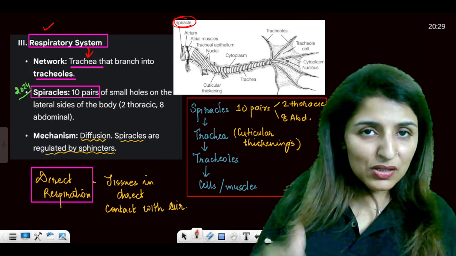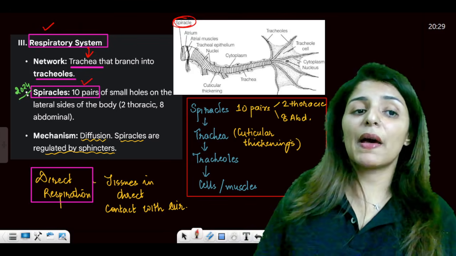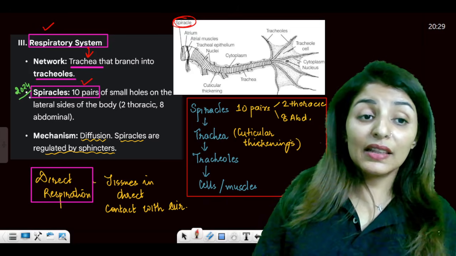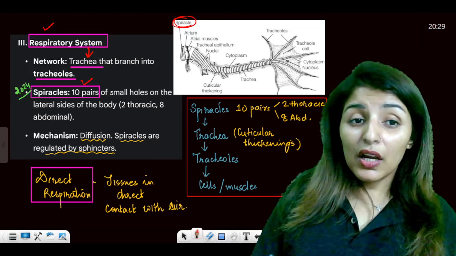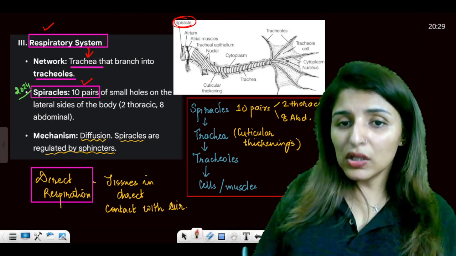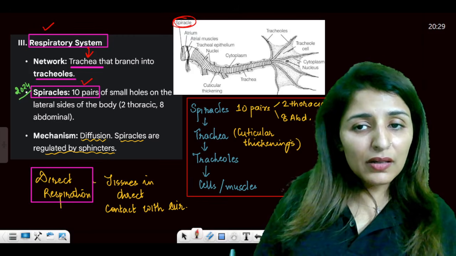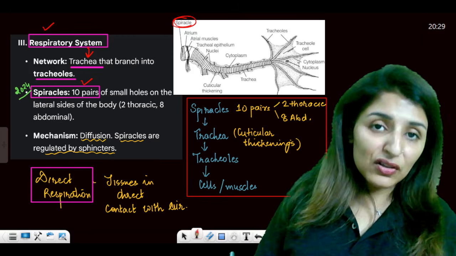These are like our nostrils. So there are 10 pairs of spiracles. And this question was asked in 2024. Now, out of these 10 pairs, 2 are present in the thoracic region and the rest of the 8 are in the abdominal region. The ones in the thoracic region are the larger spiracles.